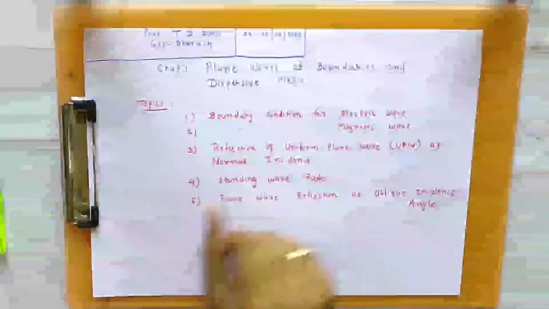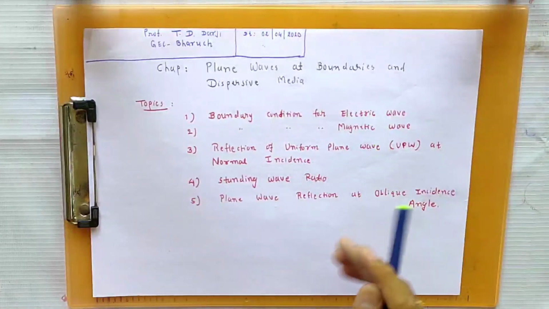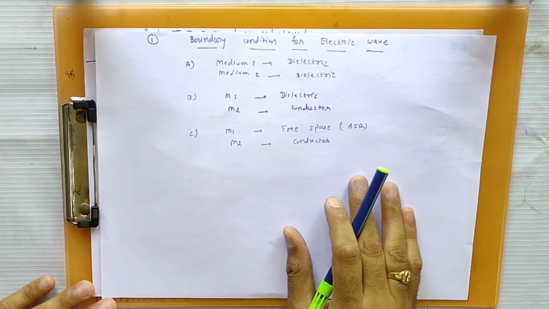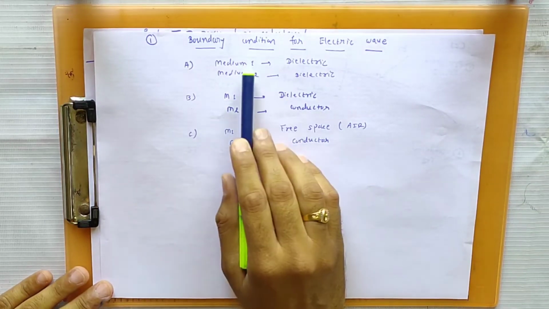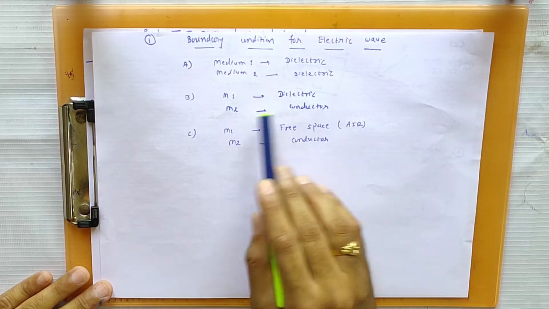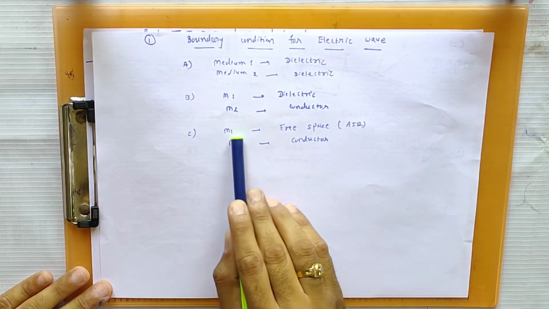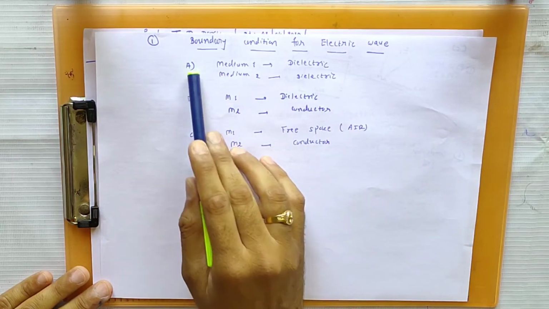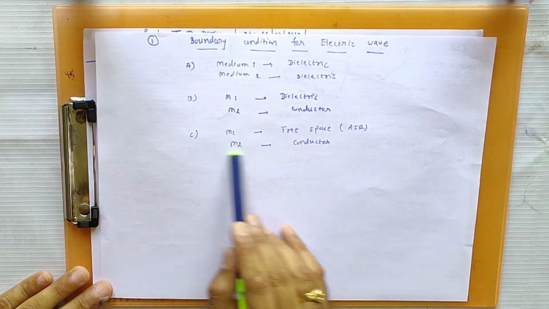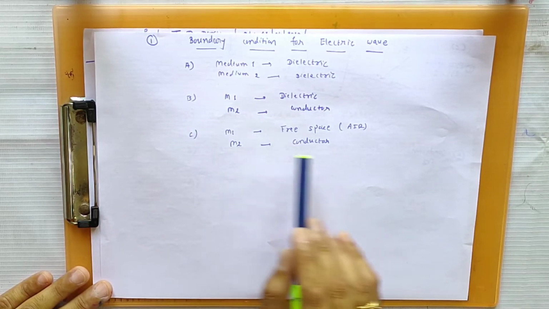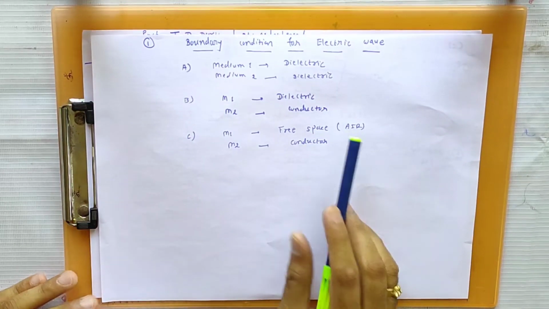Hello. In the last lecture we discussed the boundary condition for electric wave. For boundary conditions for electric wave we have to consider a total of three types. First, medium 1 is dielectric and medium 2 is dielectric. Second, medium 1 is dielectric and medium 2 is conductor. Third, medium 1 is free space and medium 2 is conductor. We have already discussed the first two cases. In today's class, we will discuss the last one: if medium 1 is free space and medium 2 is conductor, then what is the boundary condition?